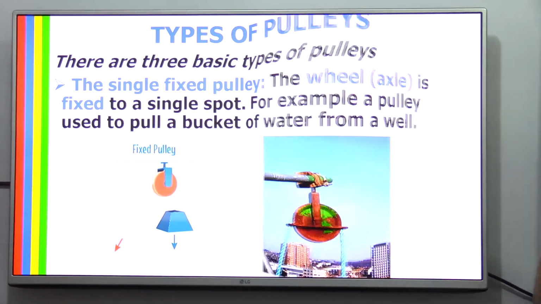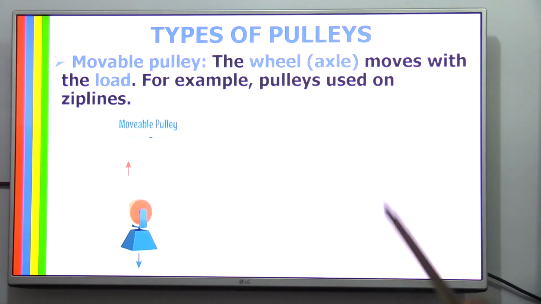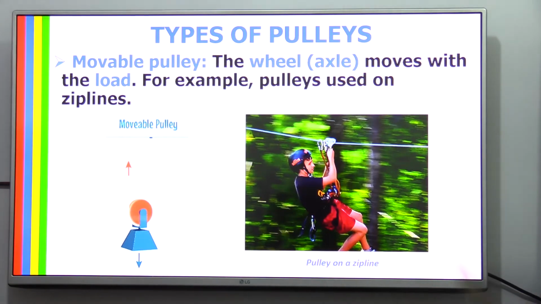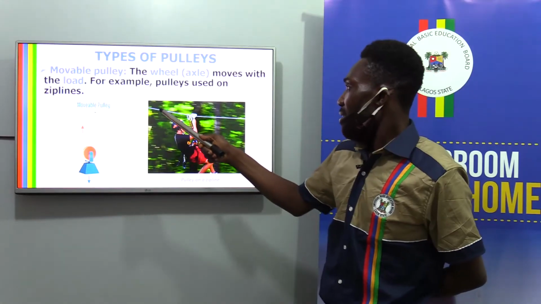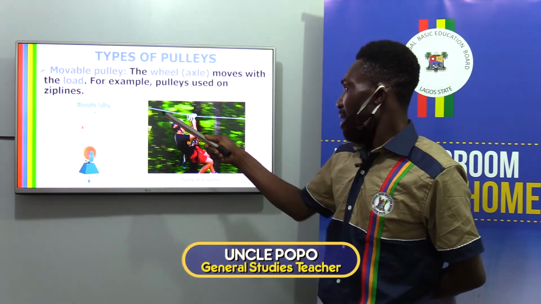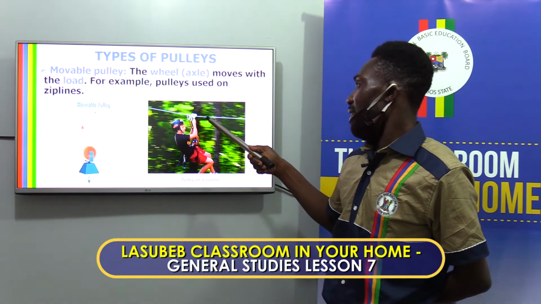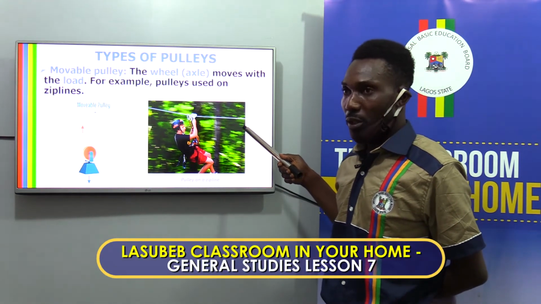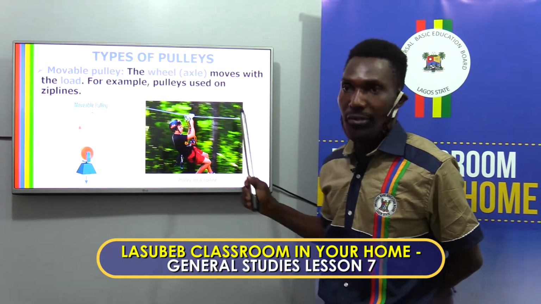The second one is the movable pulley. Movable pulley. The wheel moves with the load. As the load moves, the wheel also moves. This man started the journey from here, and he has moved here till he gets to the end of the journey. As the wheel moves, the load also moves.